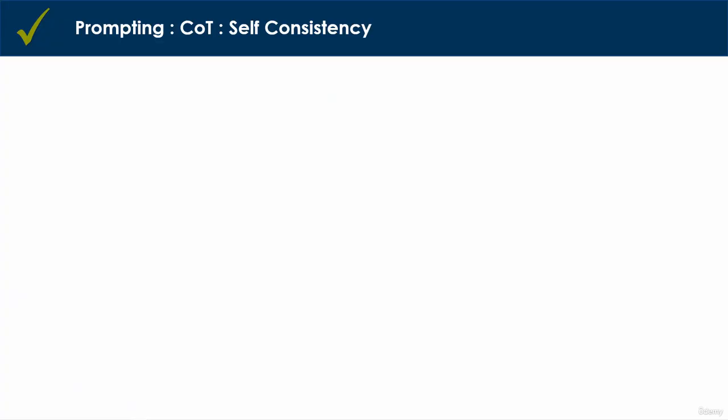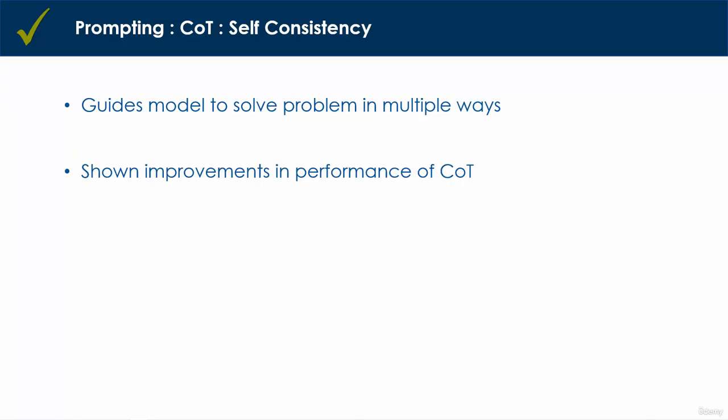In this lesson, you learned about the self-consistency prompting technique that guides the model to solve problems in multiple ways. This technique has shown marked improvements for mathematics and reasoning questions with chain of thought. Happy learning, and I'll see you in the next lesson.